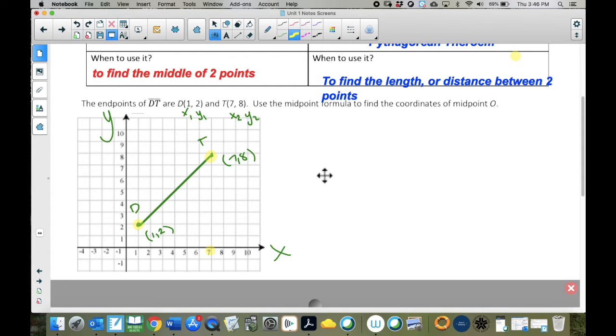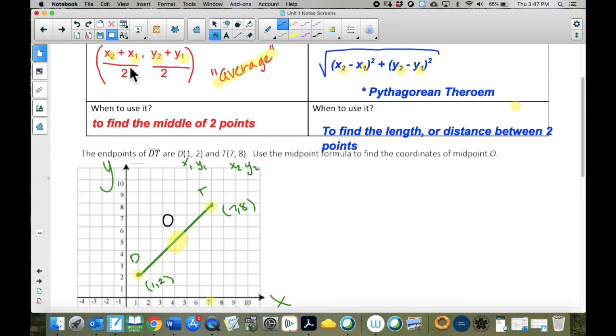We need to graph those points. The next question says, use the midpoint formula to find the coordinates of midpoint O. I don't know exactly where it is. It's somewhere in here. It's point O. I don't know where it is. I need to calculate it. I'm going to show you 2 ways. I'm going to show you how to calculate it, and I'm going to show you just how to figure it out. Let's start with the calculation because that's kind of the harder part.